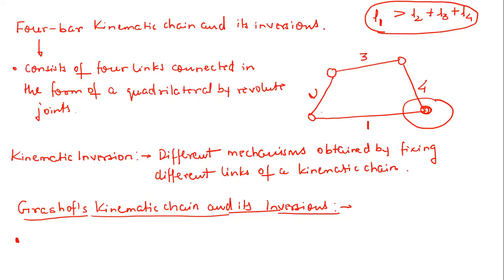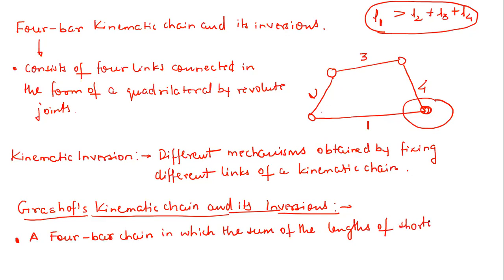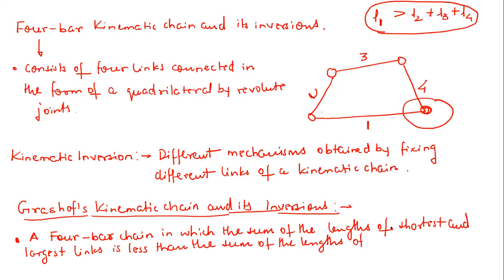Now what is a Grashoff's kinematic chain? Let me define it. A 4-bar chain in which the sum of the lengths of the shortest and largest links is less than the sum of the lengths of the remaining 2 links, correct? Let me explain this one.